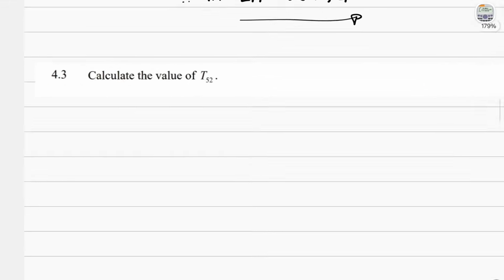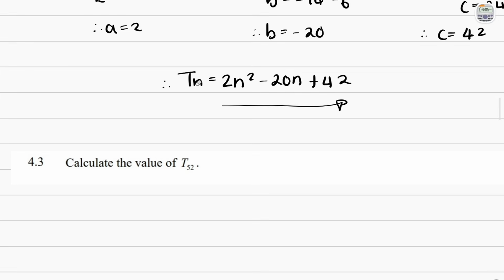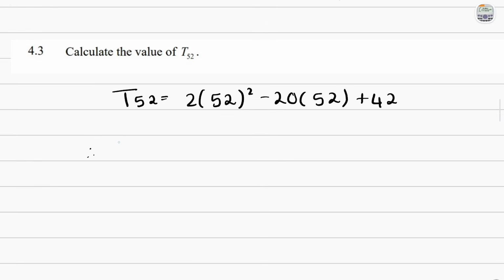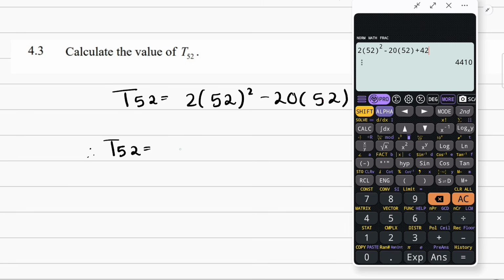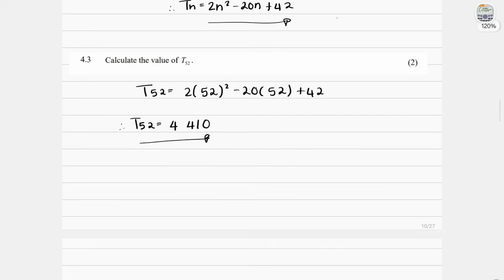The next question says, calculate the value of term 52. In place of Tn, we've substituted 52 in place of n. So that's exactly what we're going to do. Term 52 is equal to 2 times 52 all squared minus 20 times 52 and then plus 42. Let us see what we get. I'm just going to put this on the calculator. And that gives us 4,410. And that is our answer. Moving on to the next question.